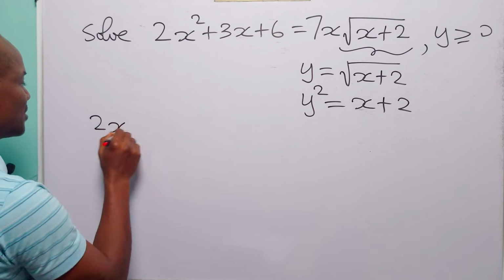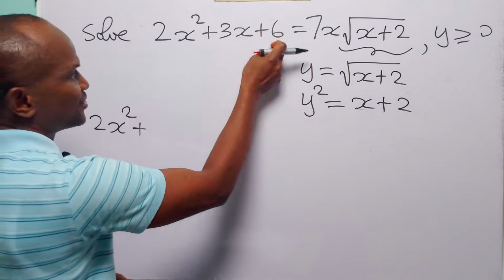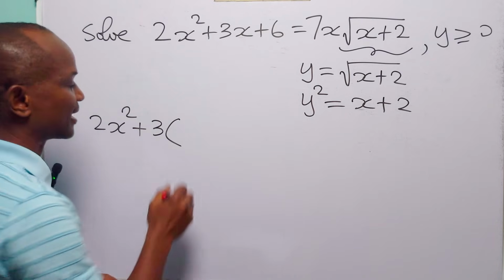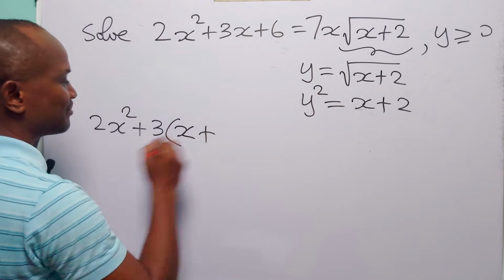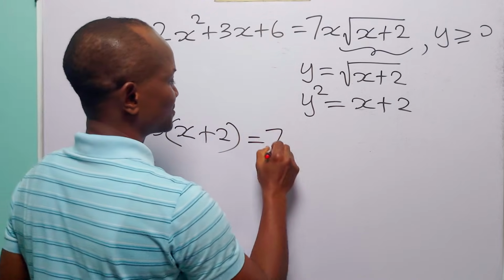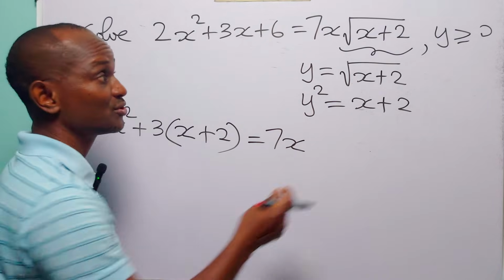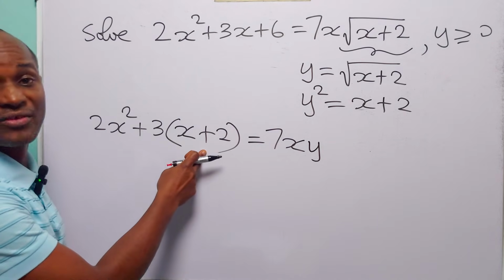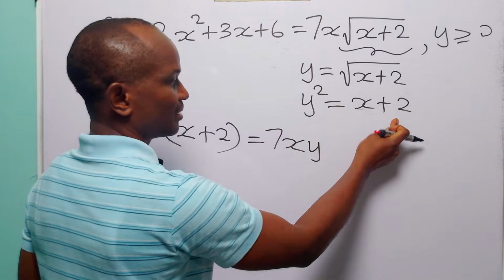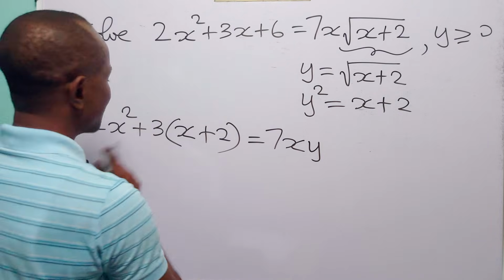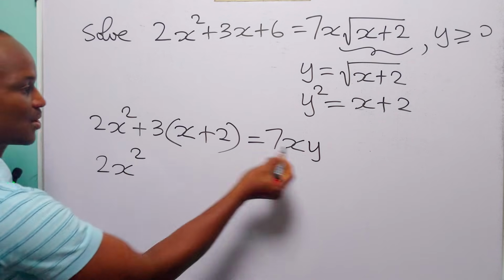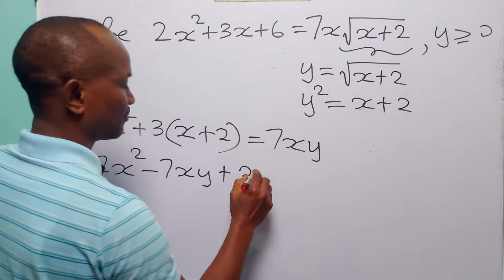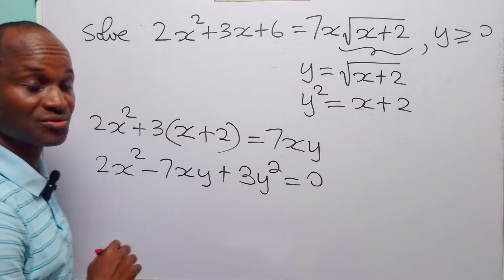Now, let us rewrite the original equation. We have 2x squared plus, look at these two terms. You will see a common factor, which is 3. So we have 3 into (3x divided by 3 is x, plus 6 divided by 3 is 2). And then this is equal to 7x times y. Remember, we have substituted y for this square root. Now look at this. We have x plus 2. This is equal to y squared. So we can write this equation as 2x squared minus 7xy plus 3y squared, and this is equal to 0.